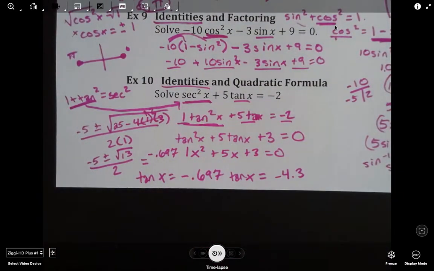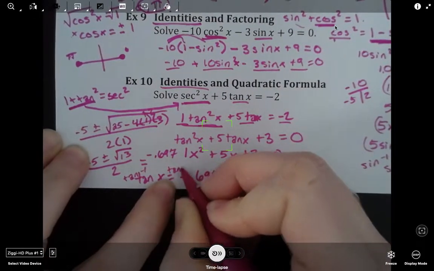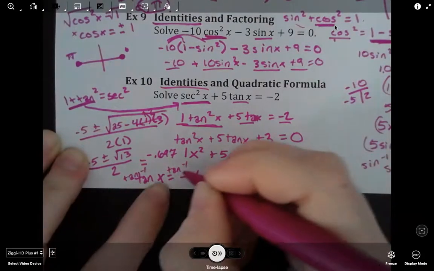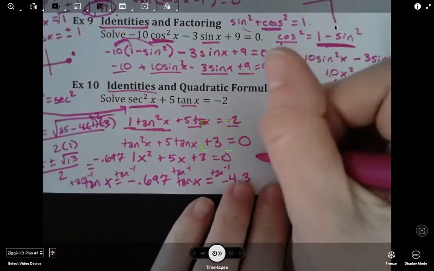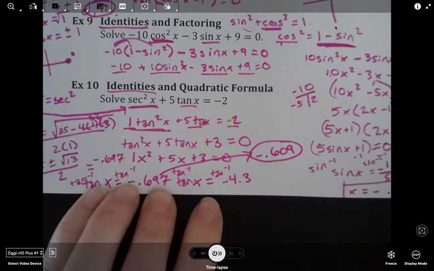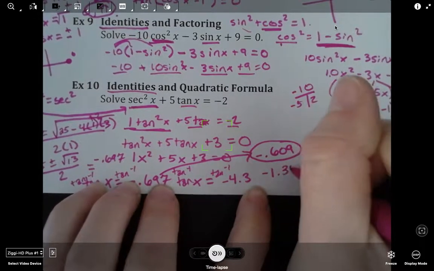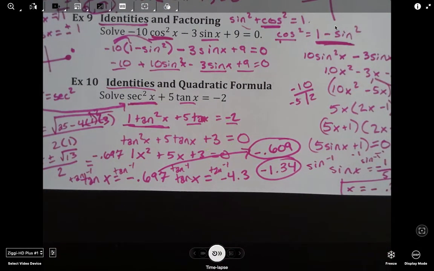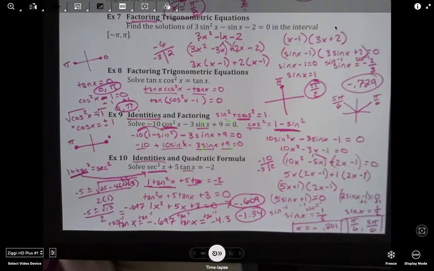So, if I'm trying to solve for x, I would do inverse tangent then of each piece. Inverse tangent of negative 0.697 is negative 0.609. When you do inverse tangent of negative 4.3, it is negative 1.34. So those finally are my two answers that I get. So, lots of computational things. Wow, what a mess that is. There you go.